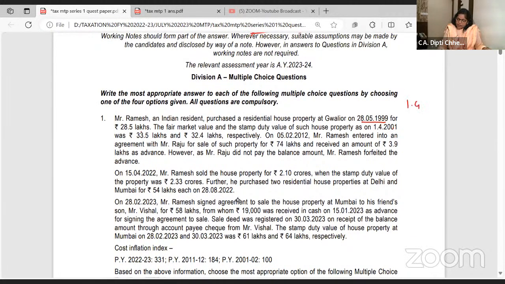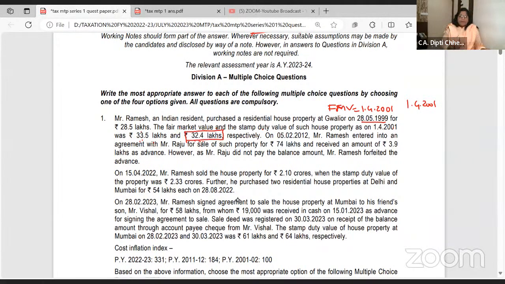When you purchase the house before 1/4/2001, in 1975, 85, 95, those days indexation was not there. So you have to take the fair market value as on 1st April 2001, but that should not exceed the stamp duty value. Look, fair market value as on 1st April is 33.5, and stamp duty value is 32.4. So shall we take fair market value or stamp duty value?